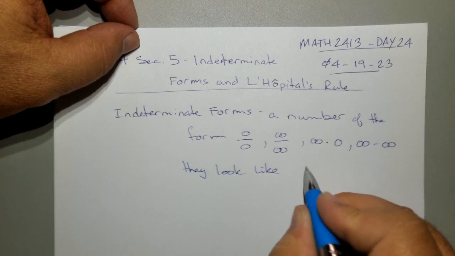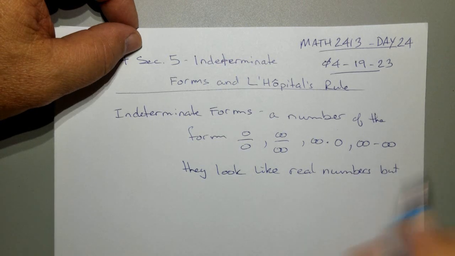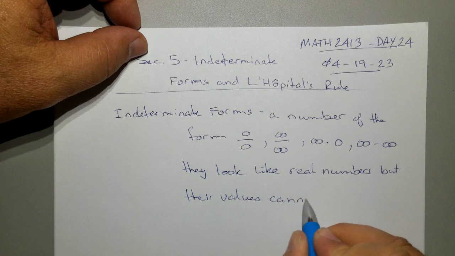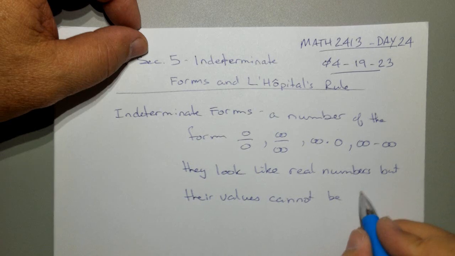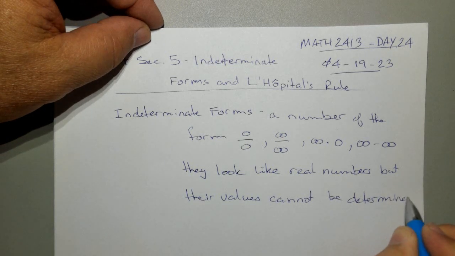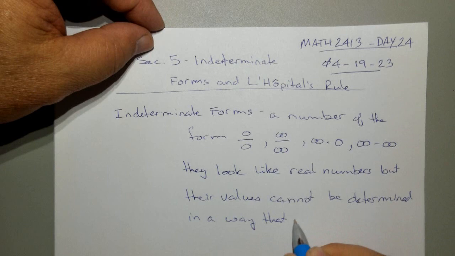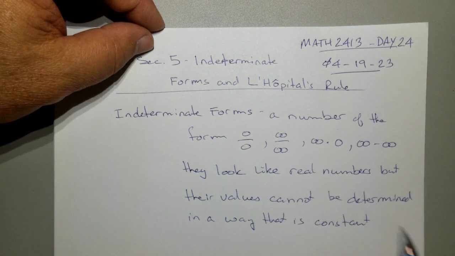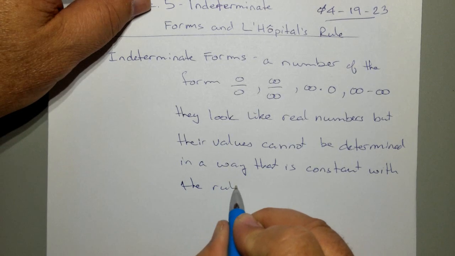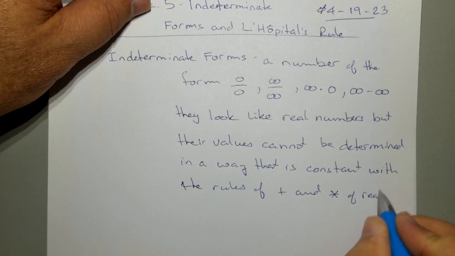They look like real numbers, but their values cannot be determined or assigned, determined in a way that is consistent with rules of addition and multiplication of real numbers.